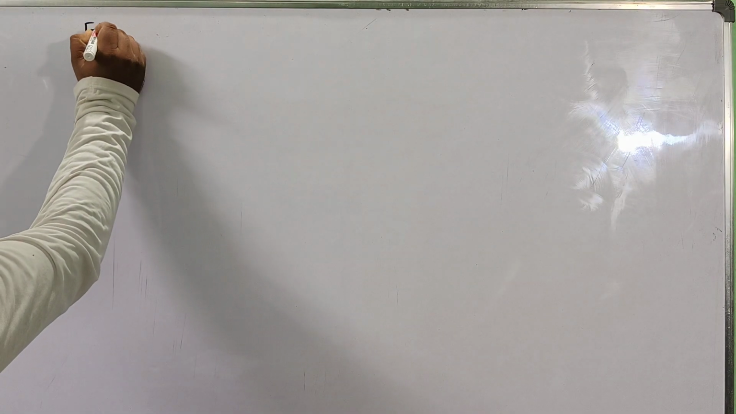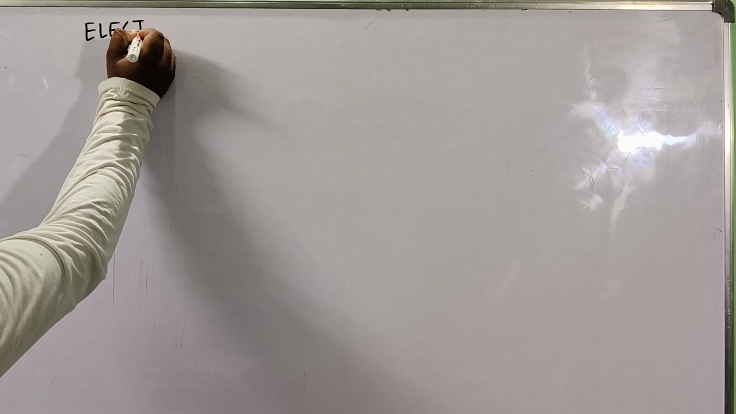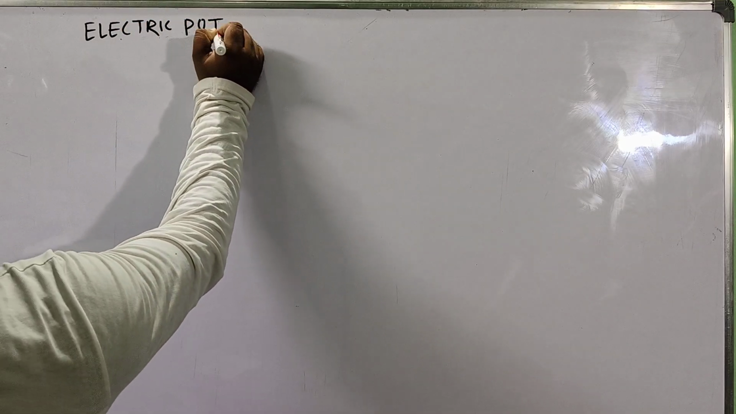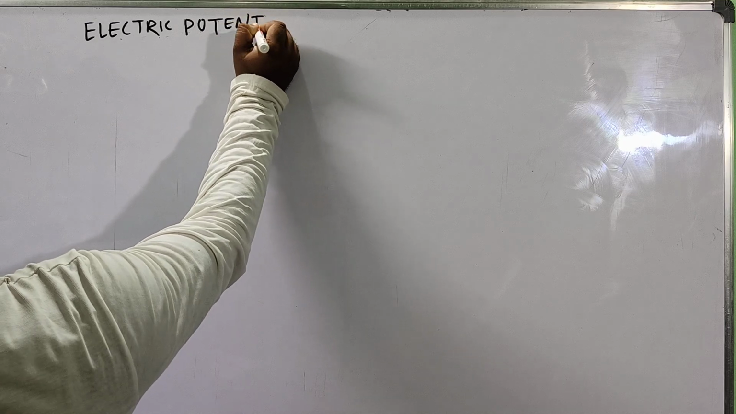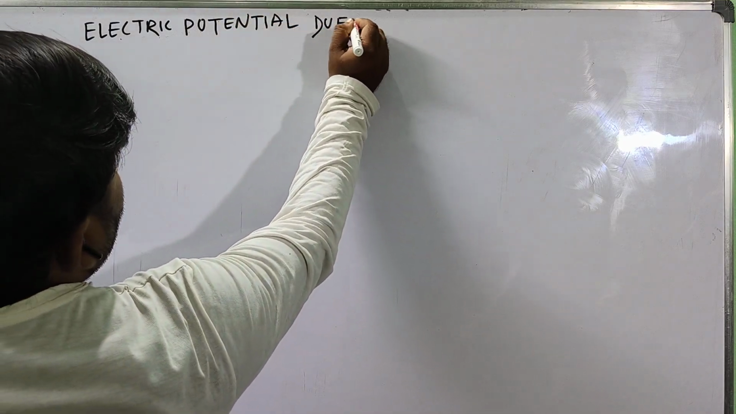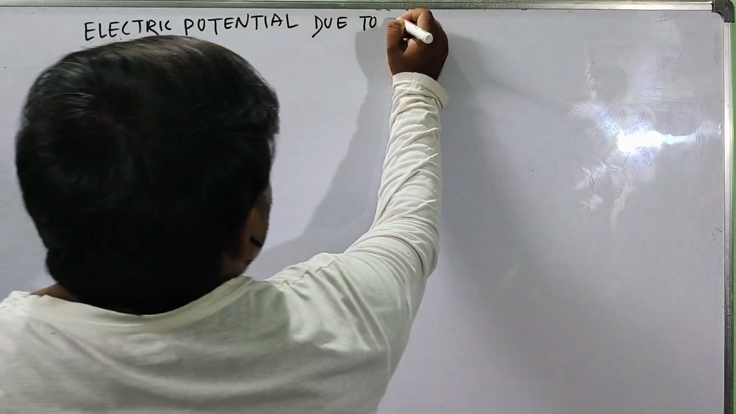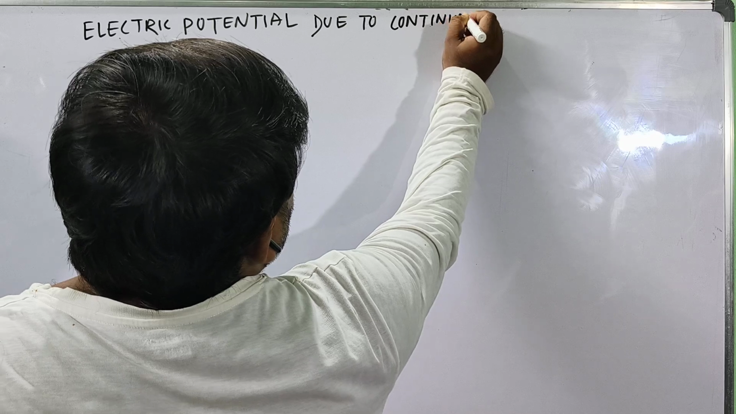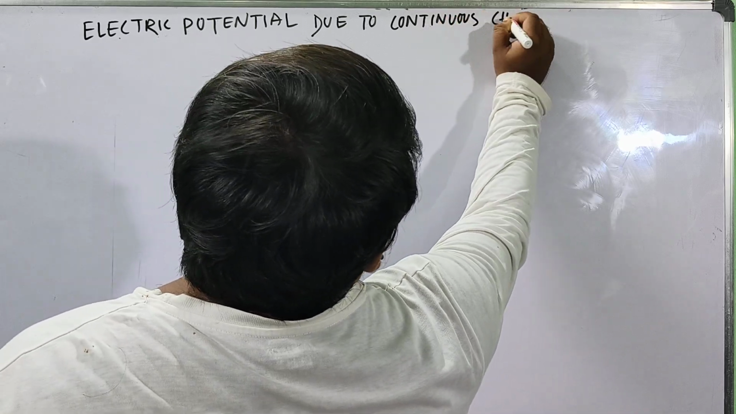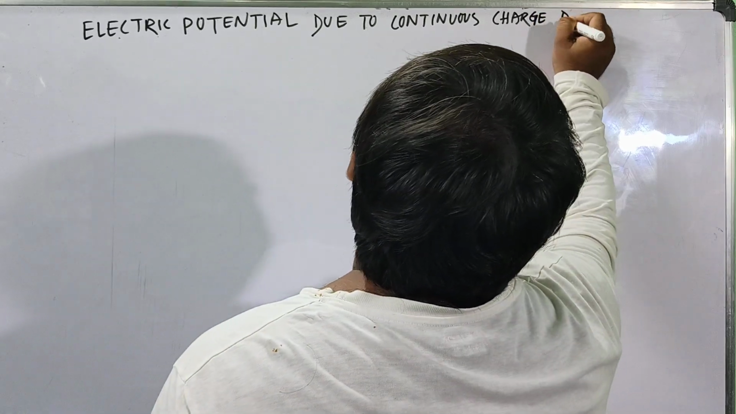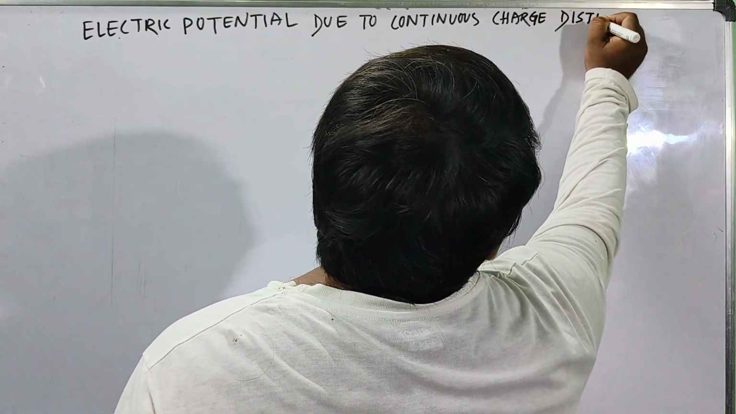So write it like this: electric potential due to continuous charge distributions.